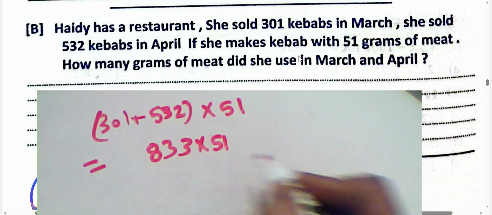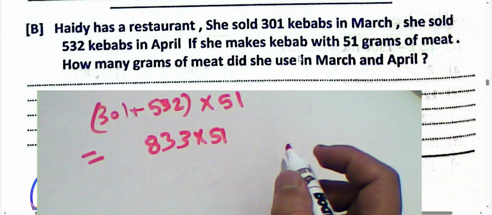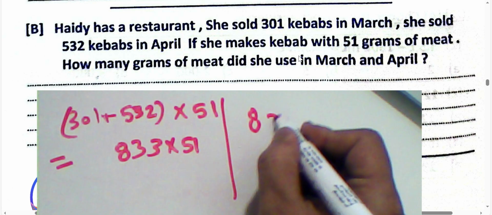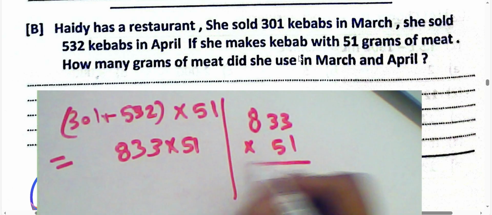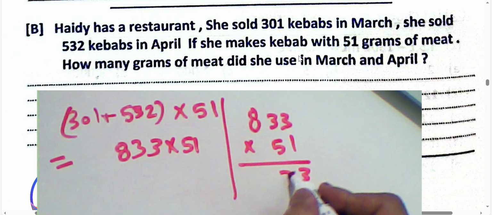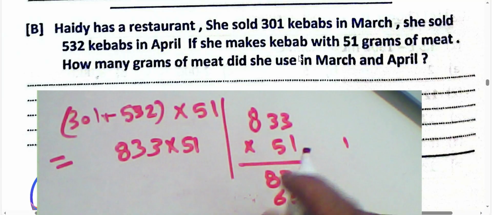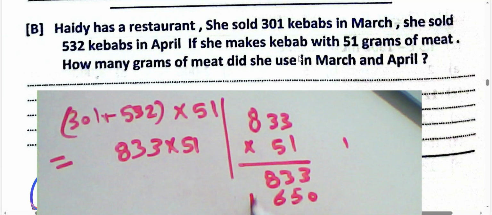And then we can multiply 833 by 51, like this. 833 multiplied by 51. 1 times 3, 3. 1 times 3, 3. 1 times 8 equals 8. Plus 0. 3 times 5, 15. 5 and carry 1. 3 times 5, 15 plus 1 equals 16. 6 and carry 1. 5 times 8, 40. 40 plus 1 equals 41.